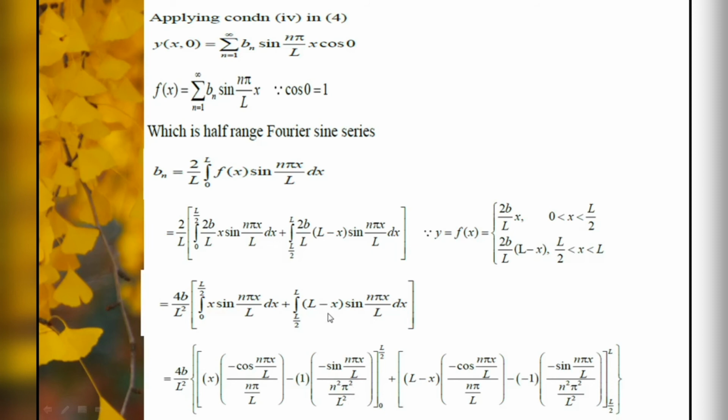And coming to the second term, this is u, so L minus x, integration of this is minus cos n pi x by L divided by n pi by L. So this is u v1 minus u dash, which is nothing but the differentiation of this one. Differentiation of L is 0, differentiation of minus x is minus 1, and again we have to integrate this particular term. Already you have a minus, so minus of cos n pi x by L's integration is minus sin n pi x by L, and along with this n pi by L we have n squared pi squared by L squared. Now we have to apply the different limits.